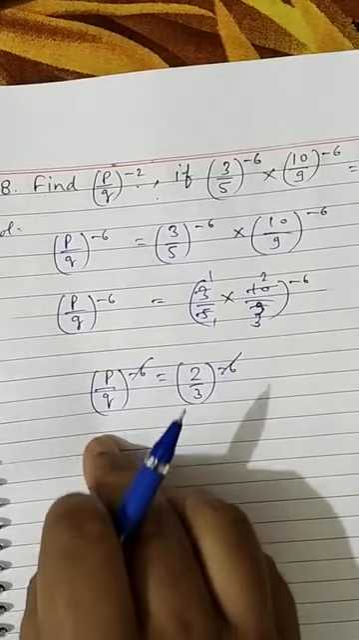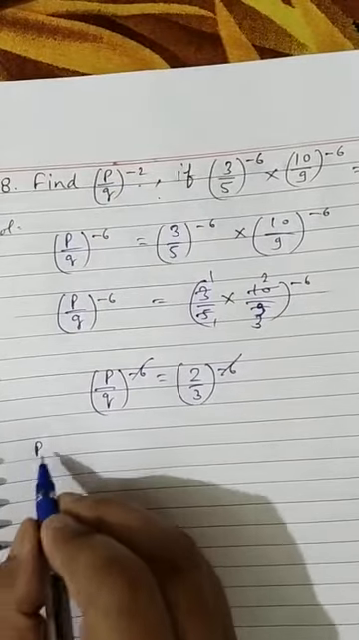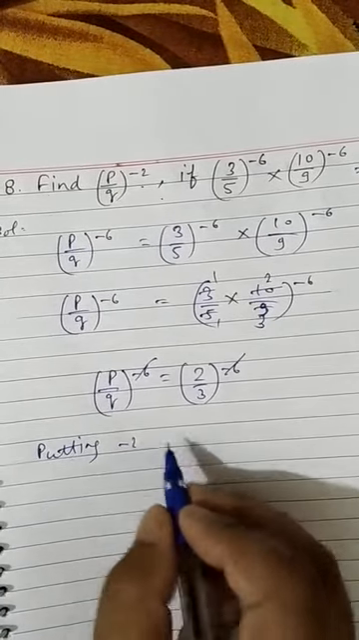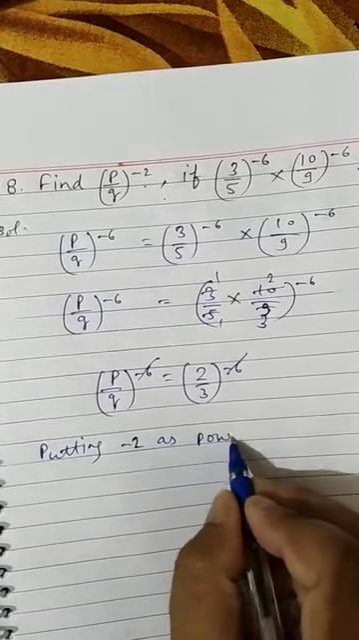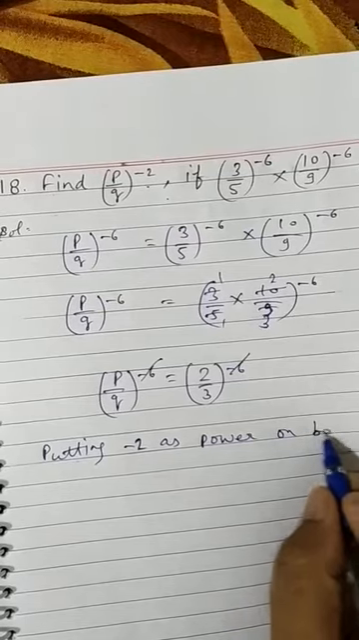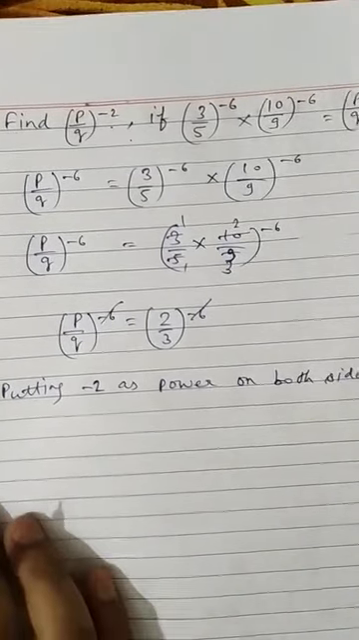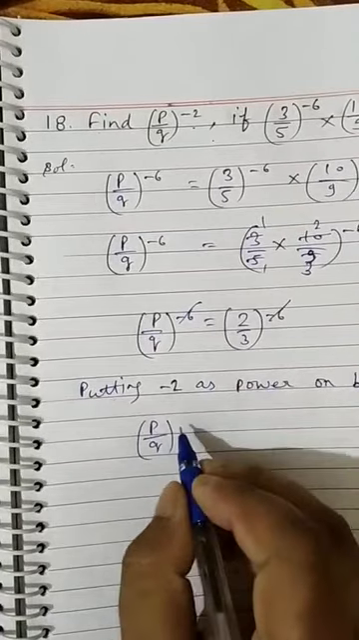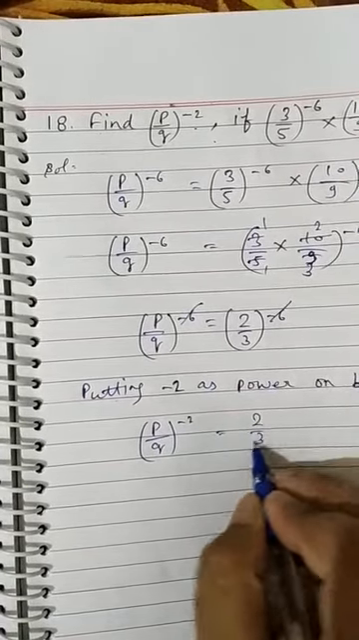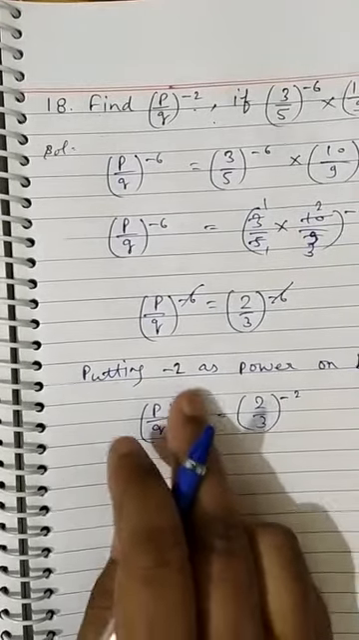Now we have to find (p/q)^-2. So putting -2 as power on both sides, we get (p/q)^-2 equals (2/3)^-2. We have to find the value of this according to the question.